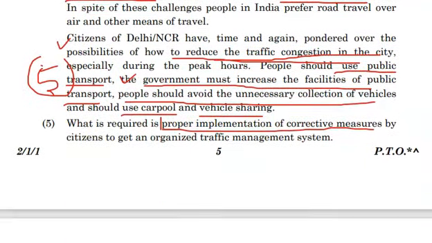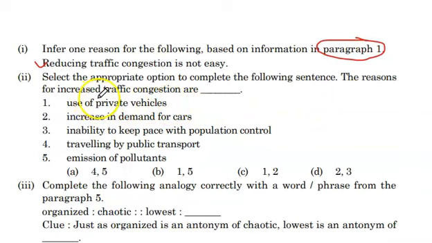Question number 2 is: select the appropriate option to complete the following sentence. The reasons for increased traffic congestion are. So the second question is asking what are the reasons for increased traffic congestion, and 5 options are given here. Your reasons can be 2, 3. Use of private vehicles. Yes, it is given in the passage. Increase in demand for cars. So again it is given.